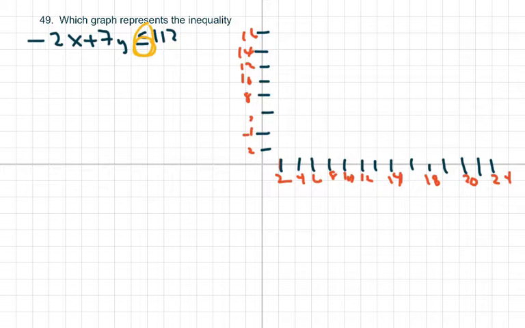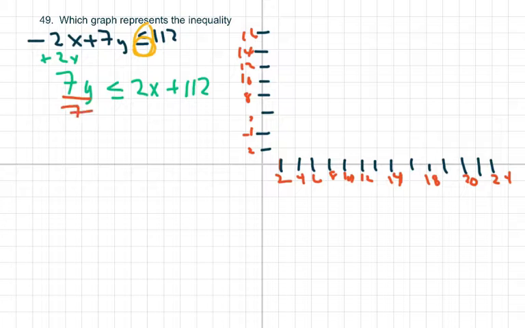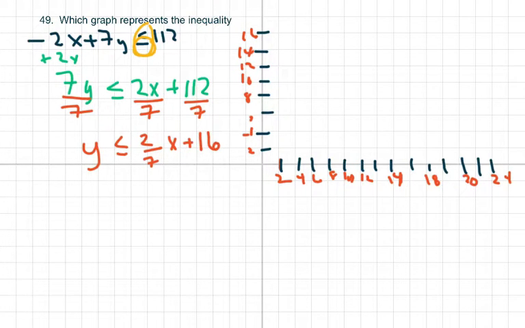Now we're going to have to solve for y here. So we get 7y. I'm going to add 2x to both sides. So it's 2x plus 112, right? And then I'm going to divide everything by 7. So you get y is less than or equal to 2/7 x plus 16. All right. So I'm going to write it down here because I'm going to have to erase.